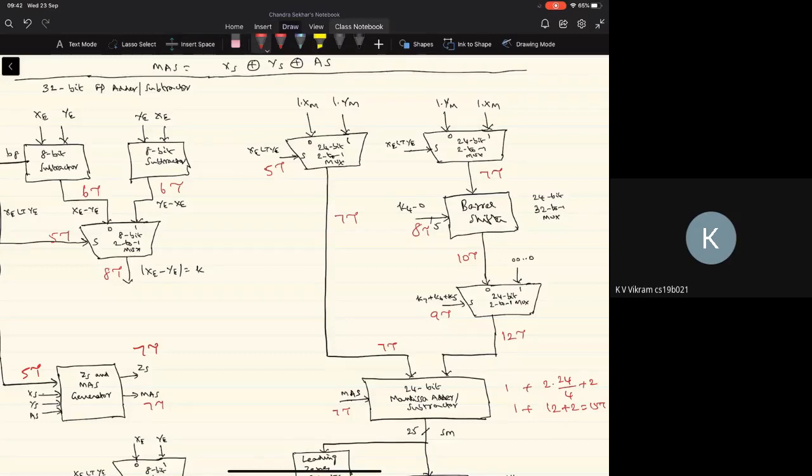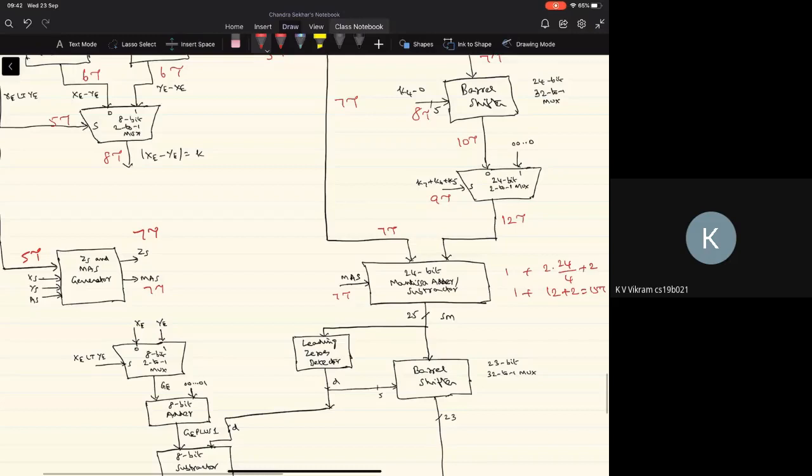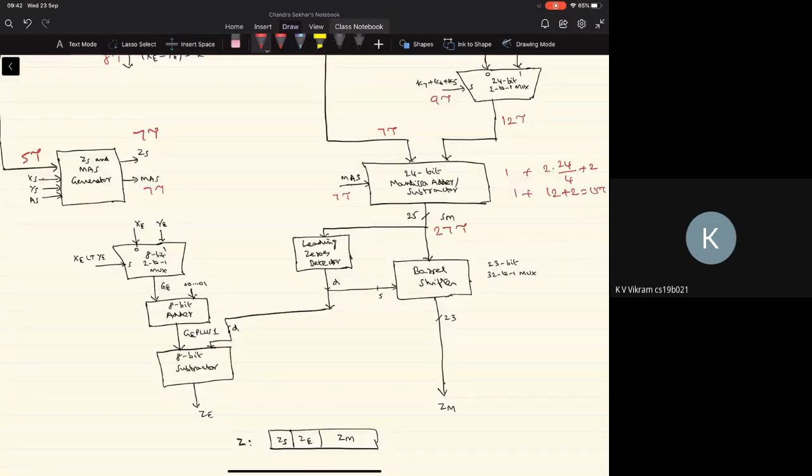So it will be 1 plus 12 plus 2, that is 15 tau. Now we have to add this 15 tau to the latest input that is available, that's available at 12 tau. So this SM will be available at 27 tau. Now let's go through the other part here. This xc less than y is available at 5 tau, so this multiplexer output will be available at 7 tau.